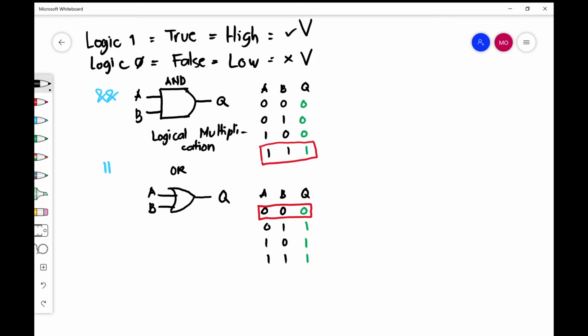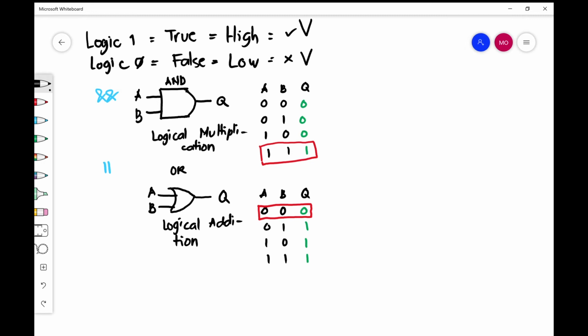Now, what is the operation of your OR gate? This is called your logical addition. Notice, class, that you always have one input there. There's no more carryover because it's a logical addition as opposed to your arithmetic addition.